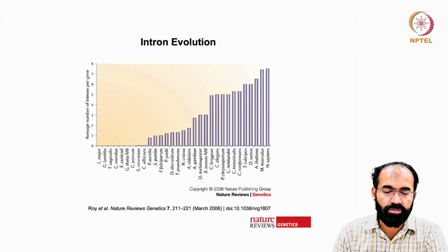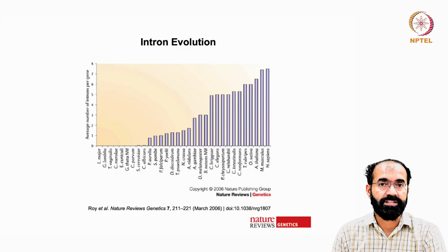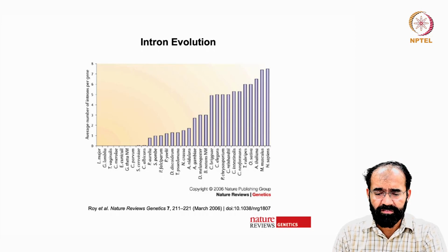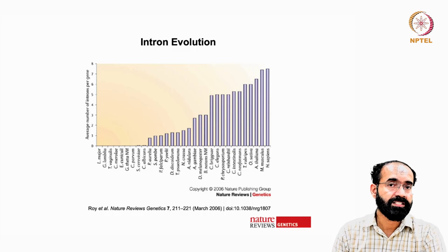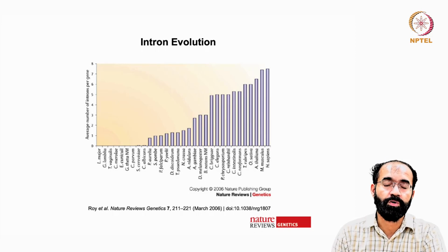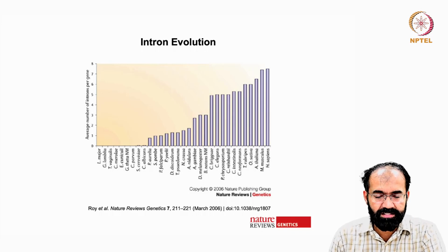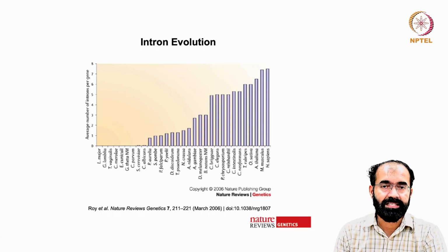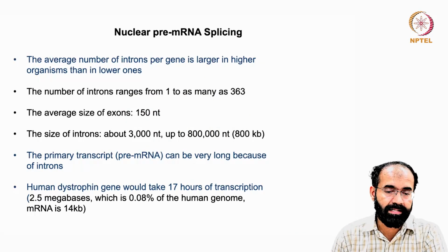So you have around 1 or 1.5 introns per gene on average, whereas in human we have around 7 to 8 introns per gene. Of course, it's an average number. There are genes in human with 1 intron or no intron, and some genes with maybe 20 or 30 introns. The average number is 7 to 8. So we should understand that as the evolutionary complexity is increasing, the number of introns also increases.